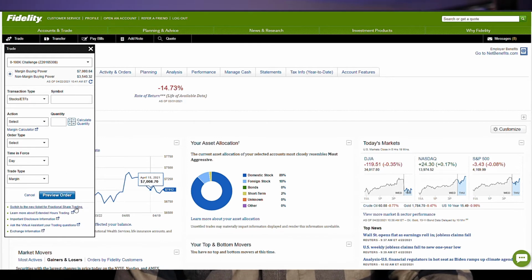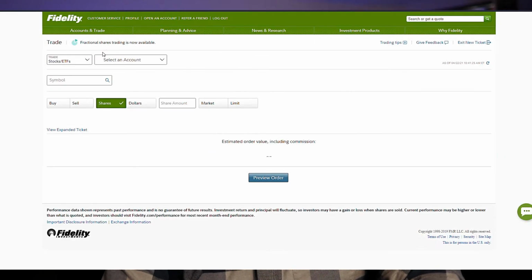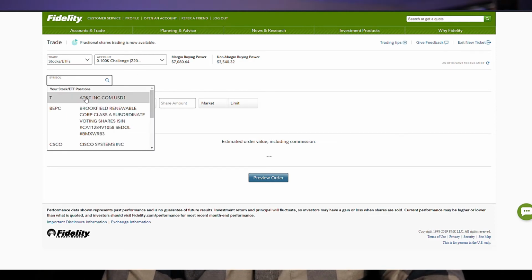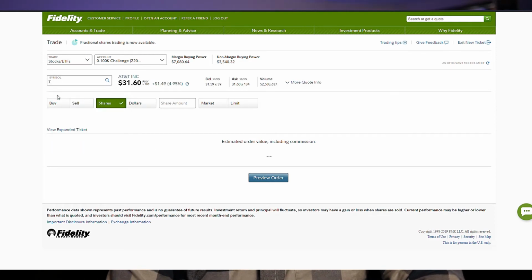And they don't make it easy to find, but if you look down here at the very bottom of the trading window, there's a few links in blue. And the top one says switch to the new ticket for fractional share trading. When I click that, it takes me to an entire new window here where I can enter my trade. Let's go trade some AT&T, which is trading for $31.60. We're gonna buy. And now here, all we do is switch from shares to dollars. Again, I'll enter my order for $50 for a market order, no commission, which is great.